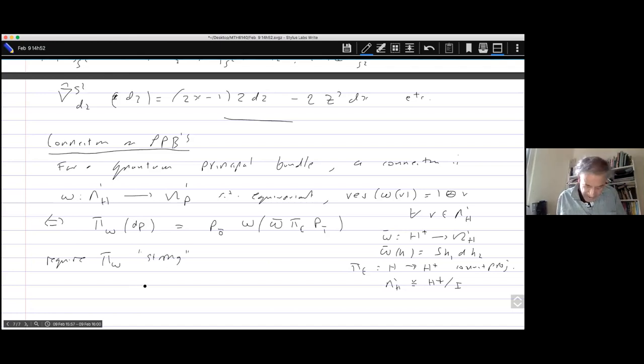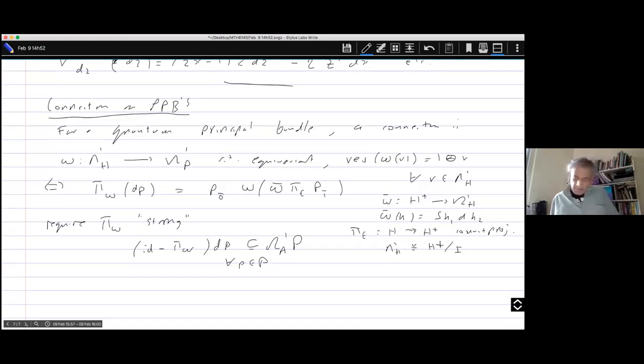And what that says is that identity minus pi omega dp should be contained in omega 1a p for all p in P. Okay, so this is somewhat buried in my original paper with Brzezinski, but this term was coined by Piotr Hajac, I believe. So this is Nabla 1.